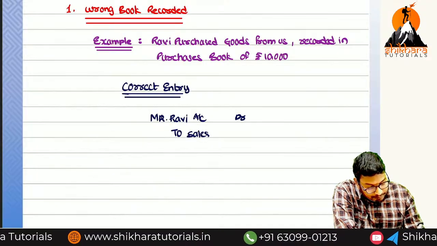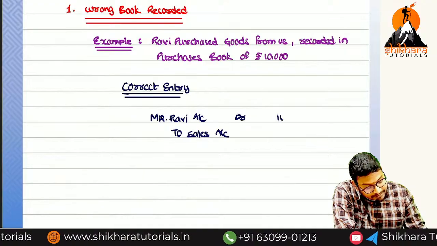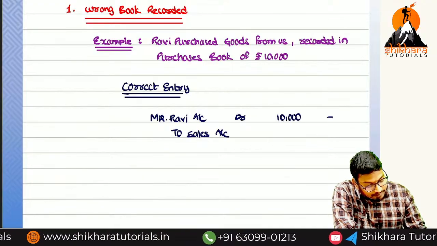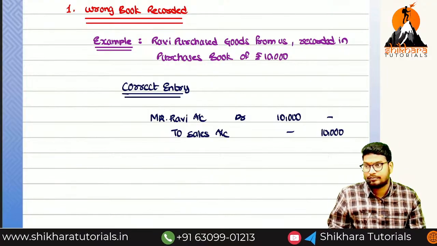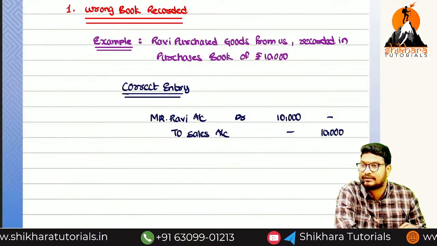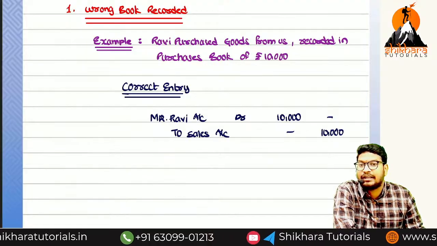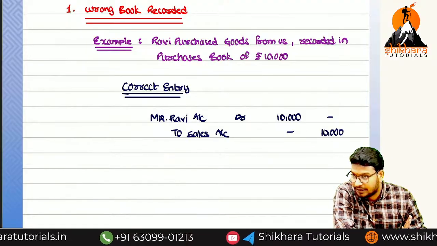Account debited to sales account. What is the amount we have taken, ma? 10,000. Normally we should open a book, but without a book, what are we writing, ma? Journal entry, because here we are having only one transaction. Are you getting the point or not?